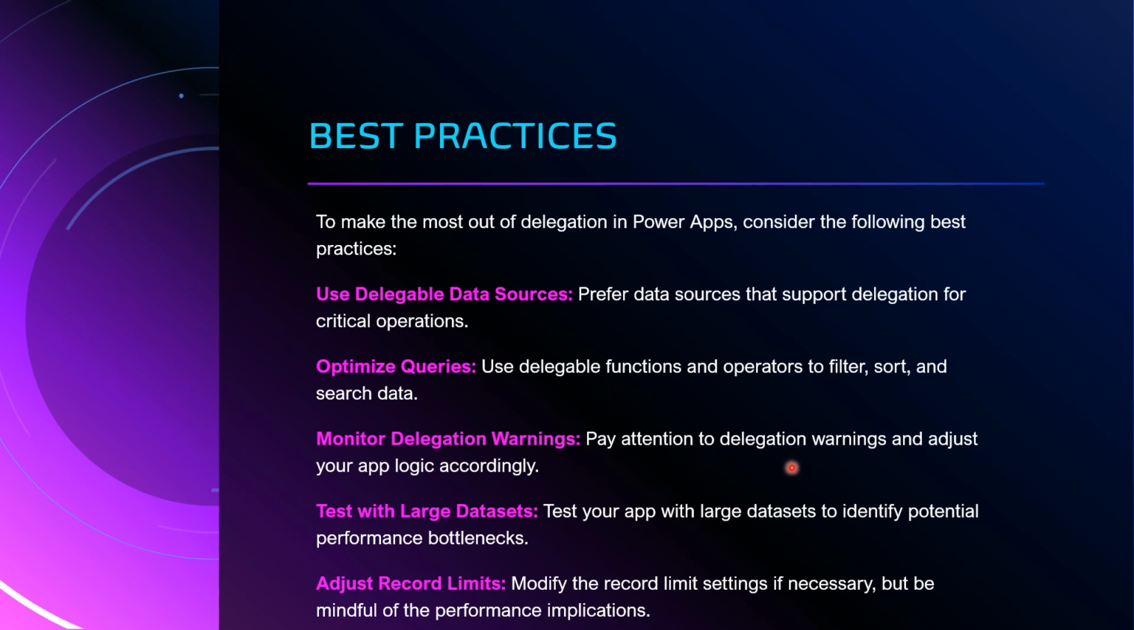Test with a large data set. First test your app with a large data set to identify if any potential performance bottlenecks are there. Adjust the record limit. Modify the record limit setting if necessary, but be mindful of the performance implications.